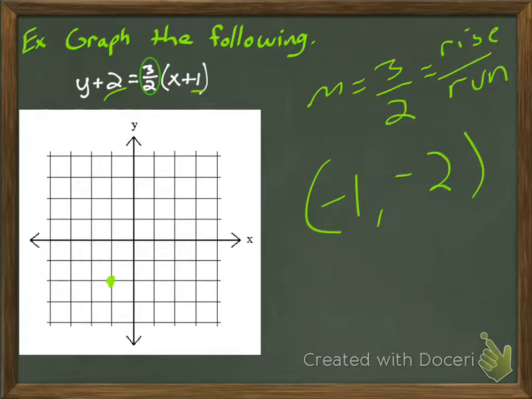Now my rise is 3. Let me write in black. Might be easier to see. My rise is 3, so I go up 1, 2, 3, and over 2. 1, 2. There. Up 3, 1, 2, 3, and over 2. So now I can draw a line. There you go. Now I graph the line with the equation y plus 2 equals 3 over 2 times x plus 1.